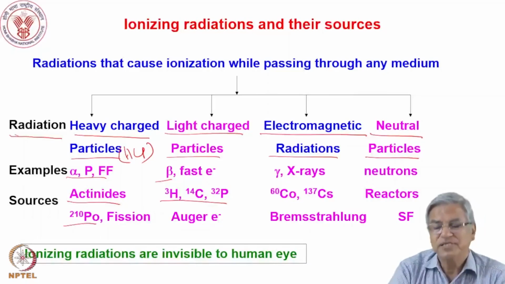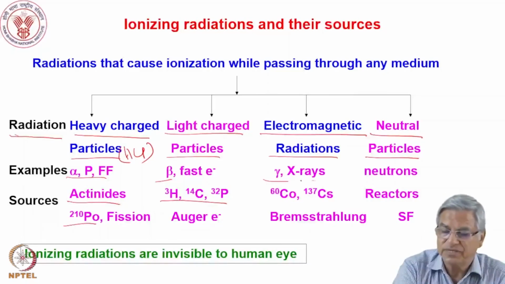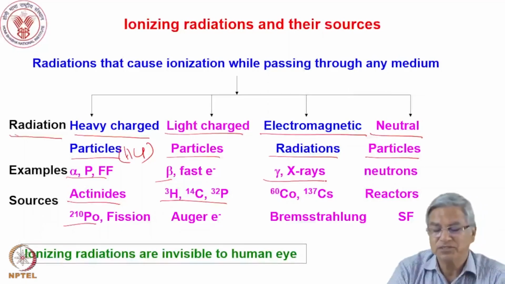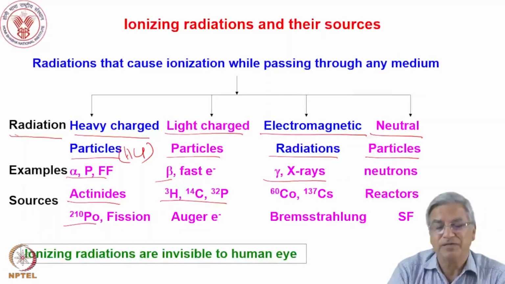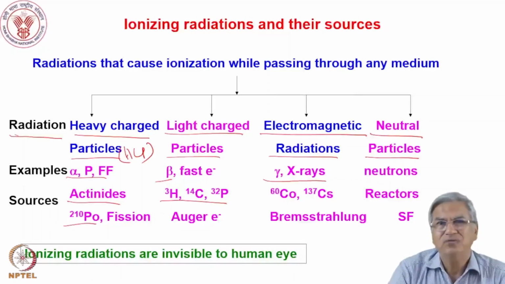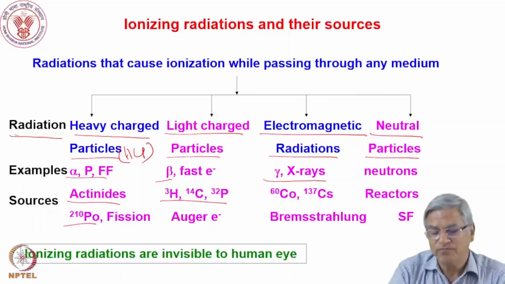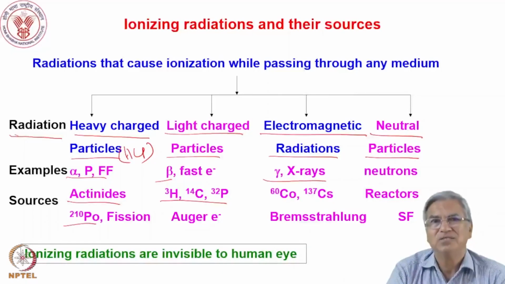In the electromagnetic radiations category, we have gamma rays and X-rays. We have already discussed how gamma rays are emitted after beta or alpha decay, like cobalt-60 or cesium-137. And we will also discuss today a type of radiation called bremsstrahlung, which is emitted when beta particles or high energy electrons interact with any material.